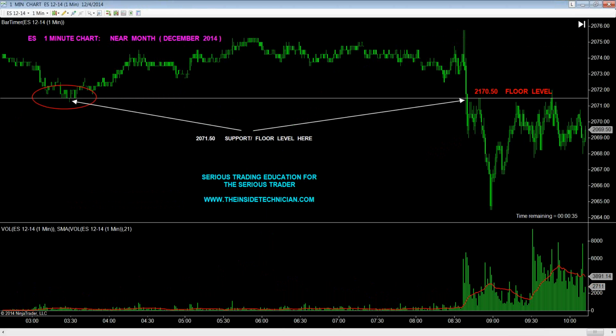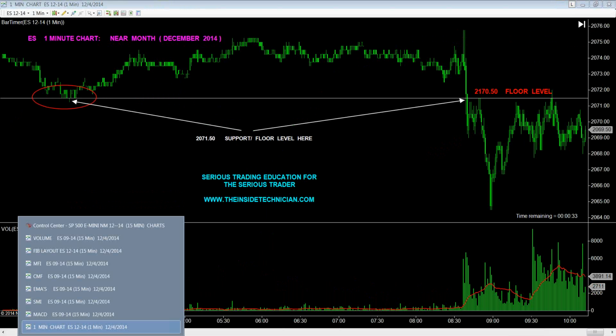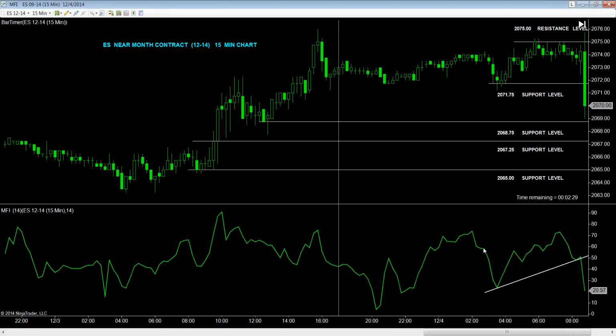and here it is. First, I want to get right into the money flow index, in this case, 14 period, and I want to talk about how we had a trendline violation right here when the floor level on a 15-minute chart that was established at 2071 and 75 was violated.